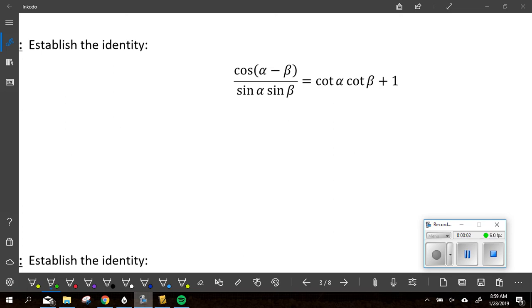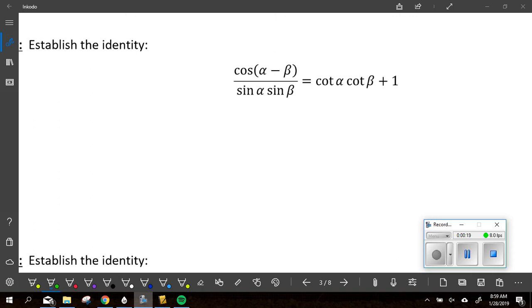Establish the identity: cosine of alpha minus beta over sine alpha sine beta needs to be equal to cotangent alpha cotangent beta plus 1. We are trying to figure that out. As you look at this, it's no different than what we did last week. We established identities all the time last week.